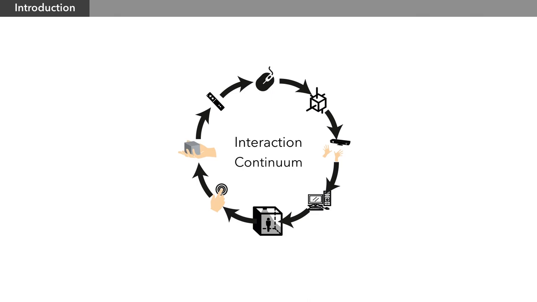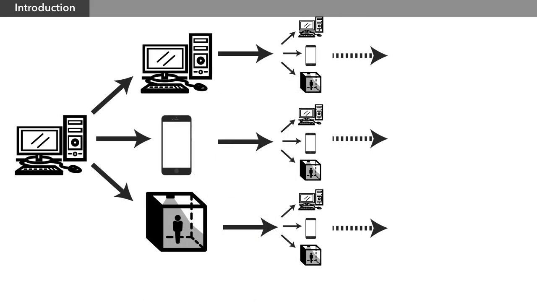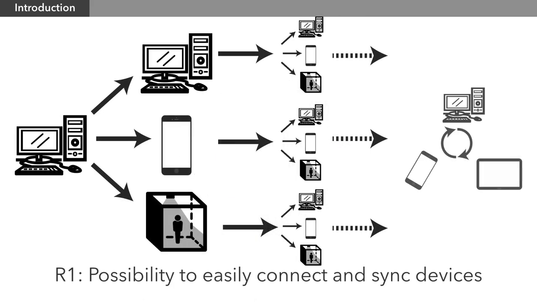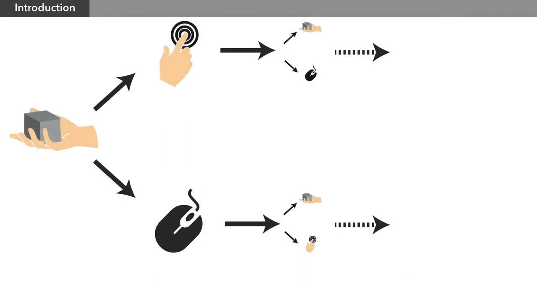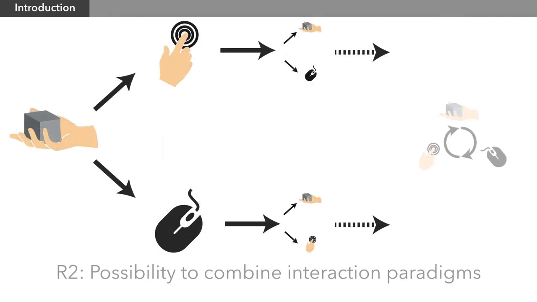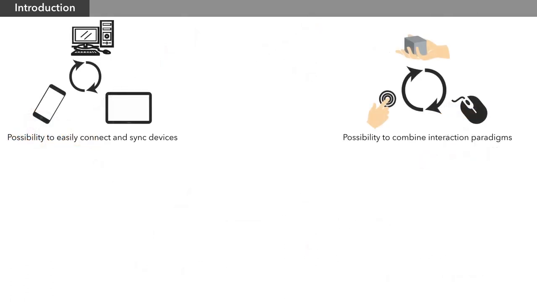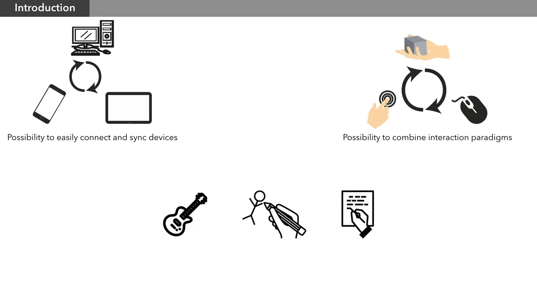This could be interpreted in several ways. First interpretation highlights the need to allow domain experts to easily switch from one working environment to the other. A second interpretation highlights the need to switch from one interaction paradigm to the other in order to achieve a specific task. On these two requirements, research has so far mostly focused on tasks such as musical playing, sketching, or annotating.